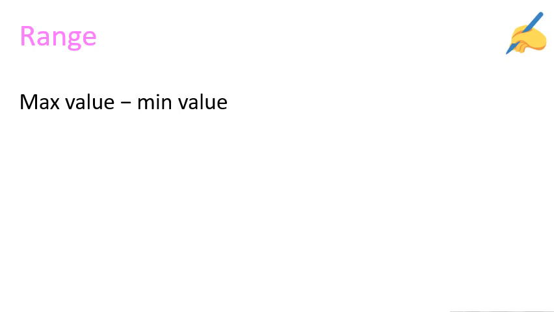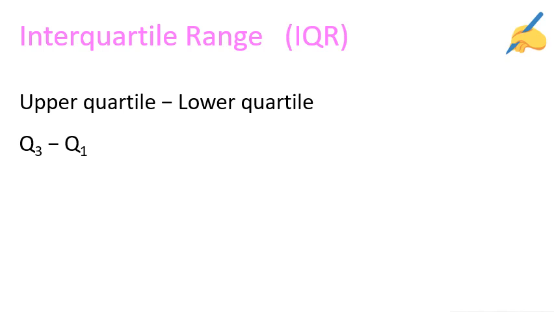The range is the maximum value minus the minimum value, so the biggest number minus the smallest number, and it measures the spread of all of the data. The interquartile range, also called the IQR, is the upper quartile minus the lower quartile. So basically it's Q3 minus Q1. This is the measure of spread for the middle 50% of data. To find it, we need to first get the 5-figure summary, then we subtract Q3 minus Q1.